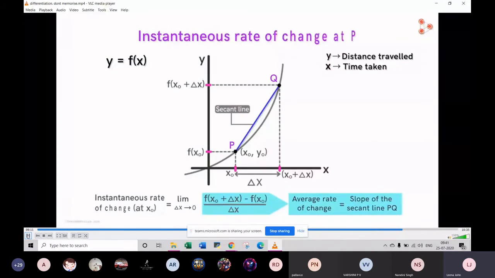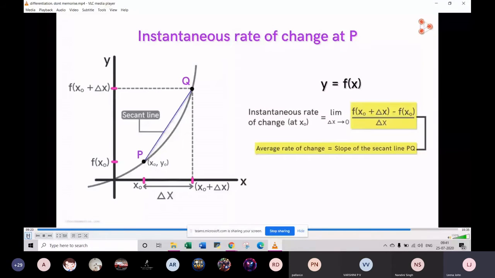Now what happens to this secant line as delta x tends to 0? Let's say we find the average rate of change between points P and Q1, Q2, and so on. We can see that as delta x tends to 0, these points come closer and closer to the point P. So as the limit delta x tends to 0, the secant line will pass through only one point P on the curve. That is, the secant line approaches the tangent line.